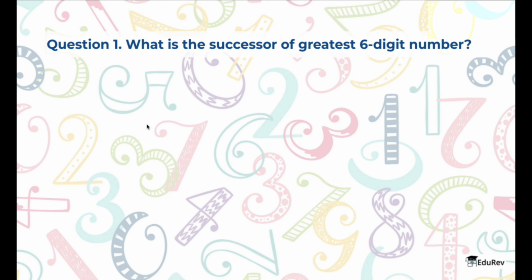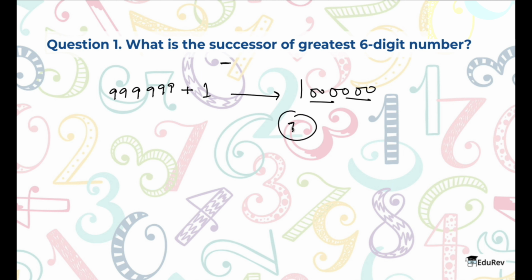So the first question says, what is the successor of the greatest 6-digit number? Now the greatest 6-digit number is going to be 999,999. And successor is if I'm going to add 1 to it. And this is going to form what? 1,000,000. This number is nothing but the smallest 7-digit number. Hence the required successor is this, which is nothing but 10 lakhs. So let's move to next question.